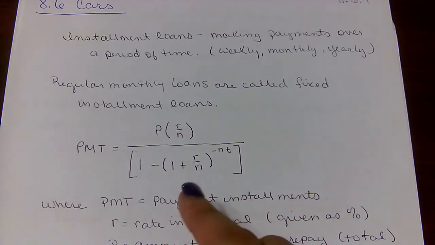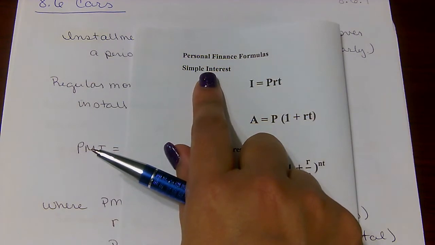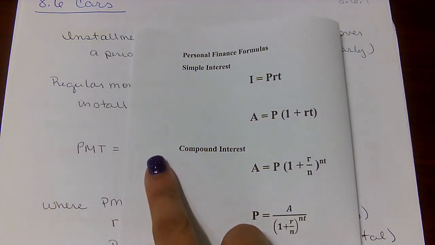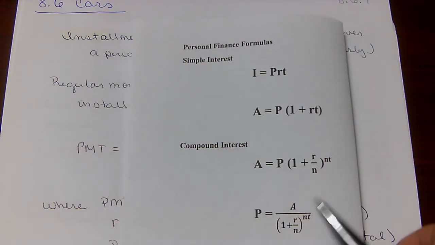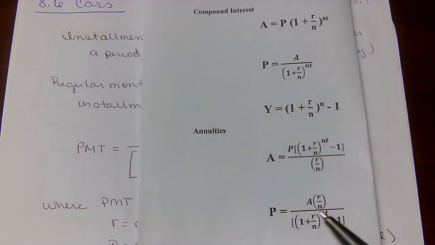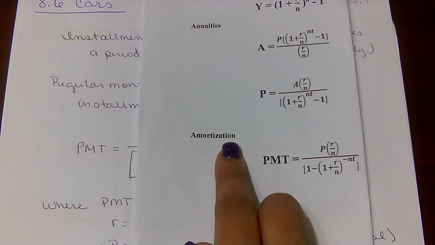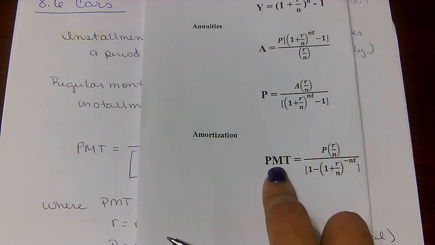If you go back to our formula sheet, you will see that we talked about simple interest in 8.3. We talked about compound interest in 8.4. Annuities was 8.5, and then this one is going to be 8.6. Okay? It talks about the equal payments.